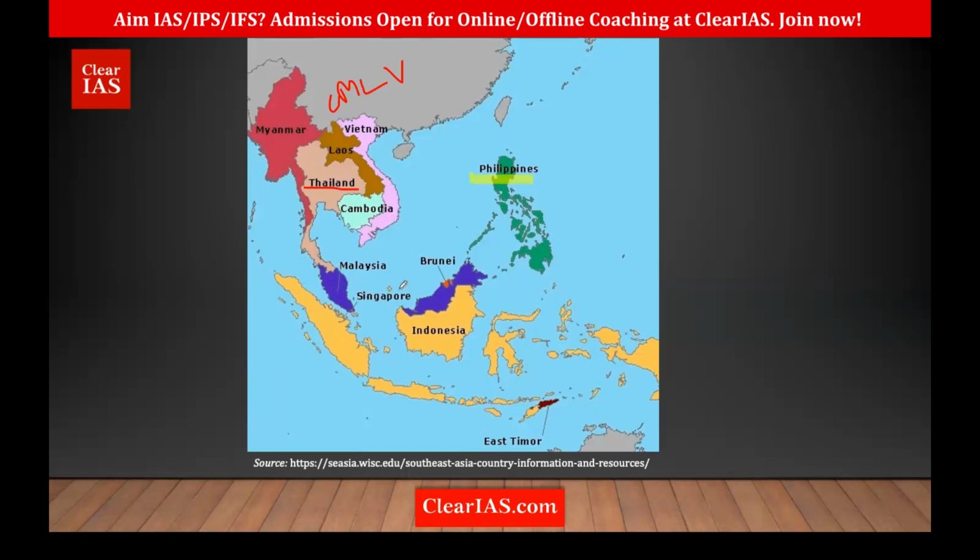Plus, we have Malaysia, Singapore, the whole of Indonesia, Brunei, and the Philippines. Here we have the Malacca Strait. We'll see it when we study the straits. And this is Indonesia here. This is actually the Andaman and Nicobar Islands. We'll see that later. So these are the Southeast Asian countries.